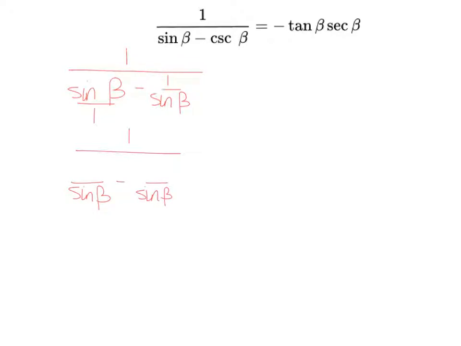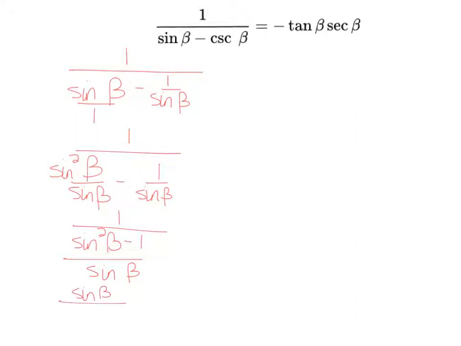My second numerator is not going to change because my denominator didn't change. And the first one, I'm just going to do normal fraction stuff. 1 goes into sine beta times sine is sine squared beta, okay? Now I have 1 over sine squared beta minus 1 over sine beta. And when you do 1 over, that means the reciprocal, right? 1 over something is its reciprocal. So we're going to flip this, and we're going to get sine beta over sine squared beta minus 1.